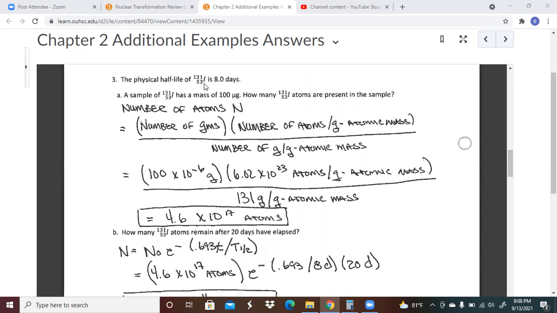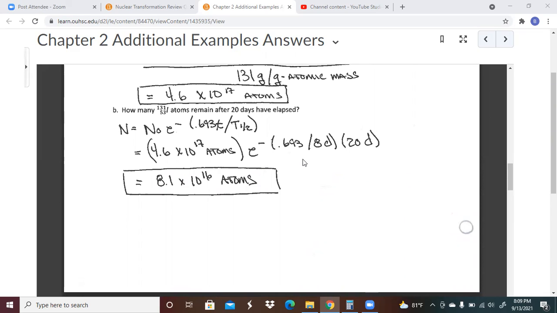The physical half-life of iodine-131 is 8 days. A sample of iodine-131 has a mass of 100 micrograms. How many iodine-131 atoms are present in the sample? So the number of atoms is going to be equal to the number of grams, which we have here, times the number of atoms per gram atomic mass. So we know what that is. We know the number of grams here, and then we're going to divide that by the number of grams per gram atomic mass. So we take the gram atomic mass, those two cancel, the grams cancel, and we're left with a number of atoms.